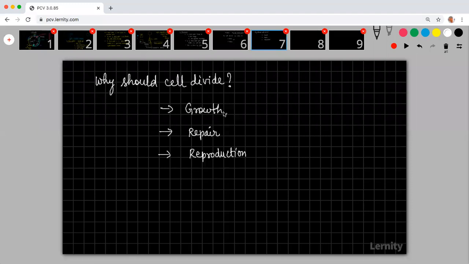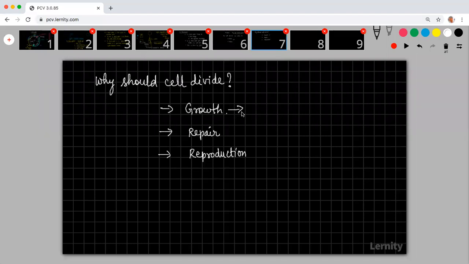When I was born, I was just 4 kg. Today my weight is around 85 kg plus. So from 4 kg to 85 kg, my mass has increased. How has this increase happened? This increase has happened because cells have divided and I have formed new cells. So whenever growth is there, cells should divide.